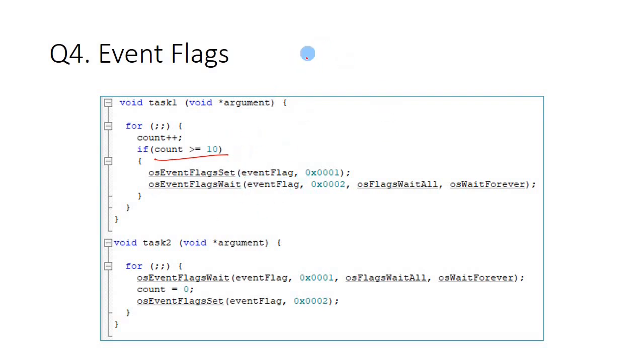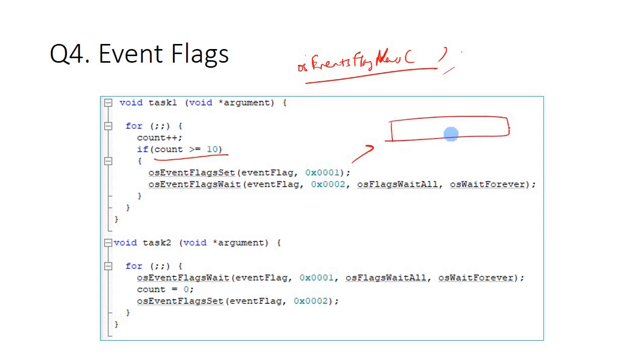Prior to using event flags, I must create it first. So I must call the osEventFlagsNew. I need to call that first in the main to create a new event flag. And once I create a new event flag, then over here, what I am doing is setting bit 0 to a 1.